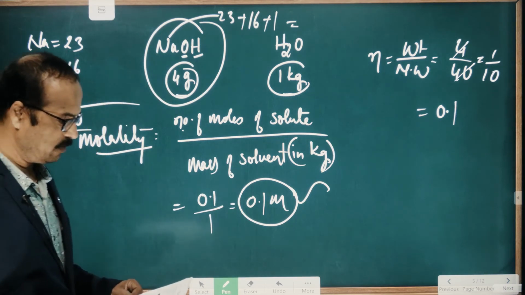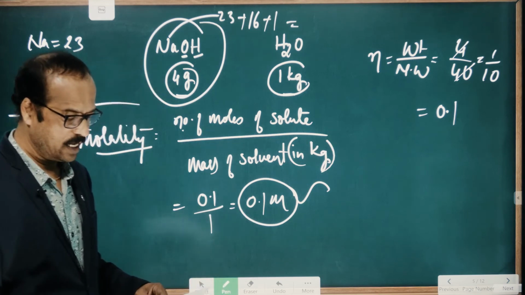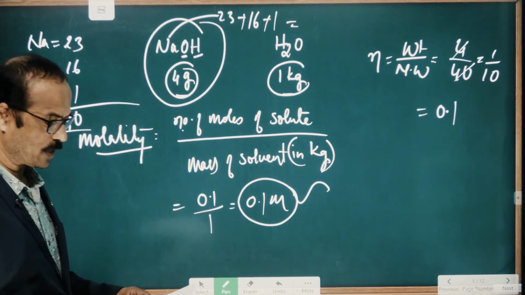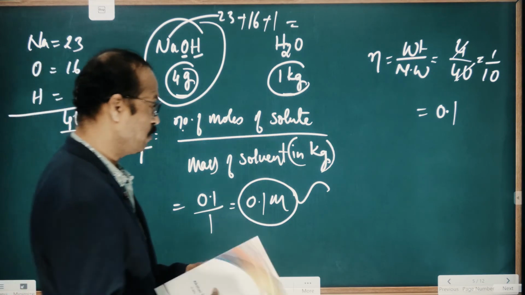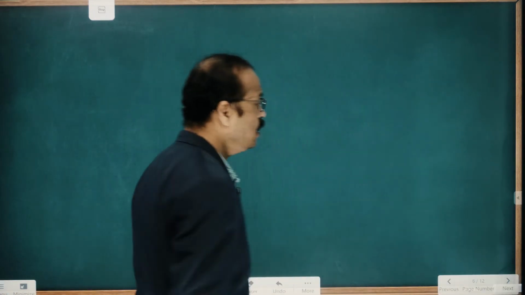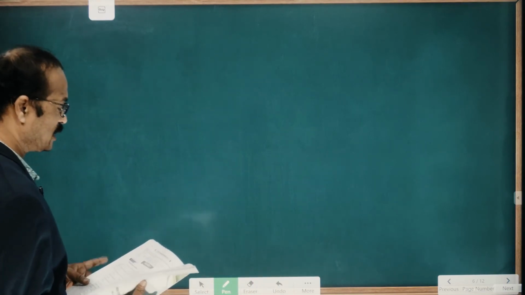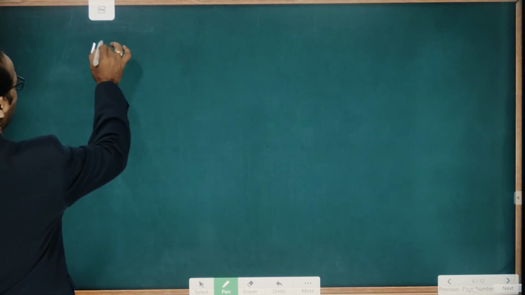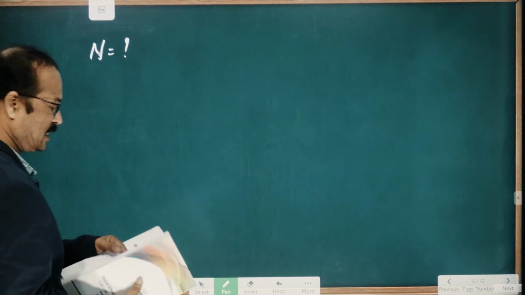Now the last and final one you see here. What is the normality of the solution containing 35 grams of potassium hydroxide dissolved in sufficient water to make 400 ml of solution? So this problem looks a little big. Okay, no problem. So you need to calculate the normality. So write N is question mark. That's the first thing done.